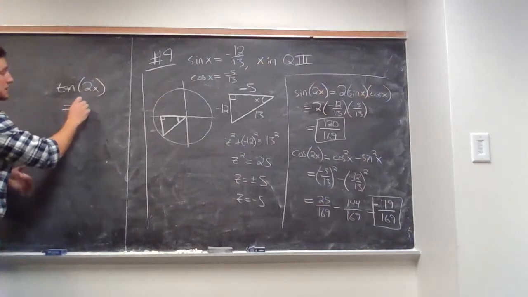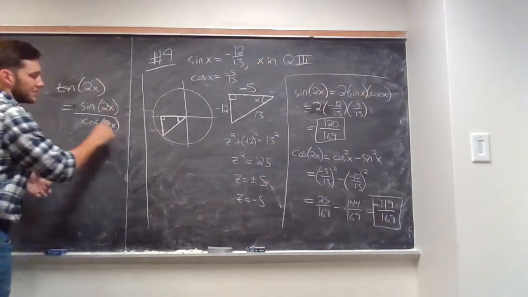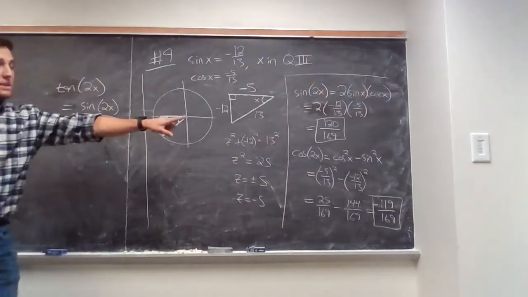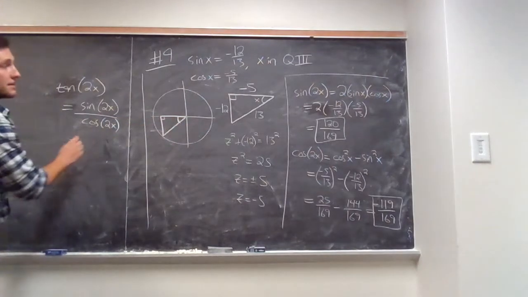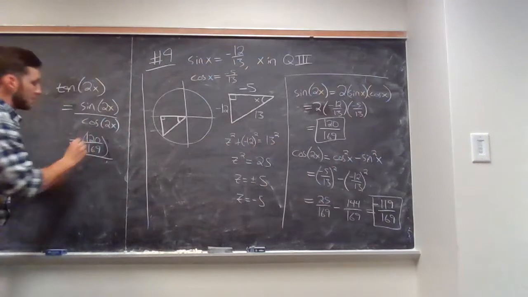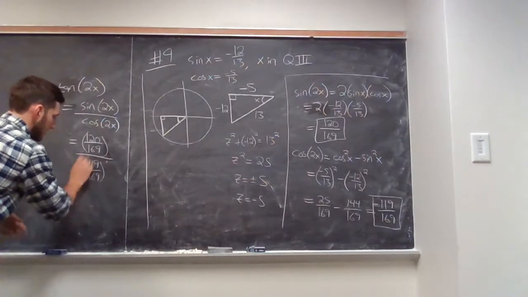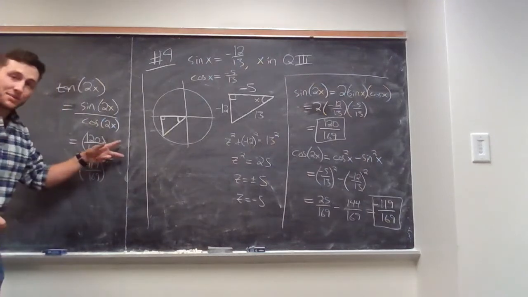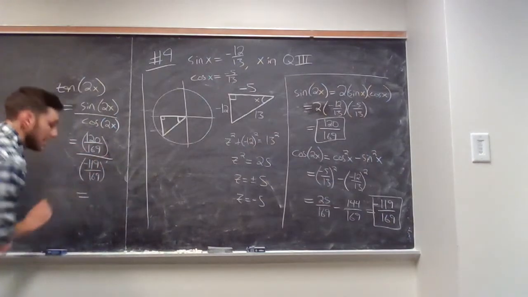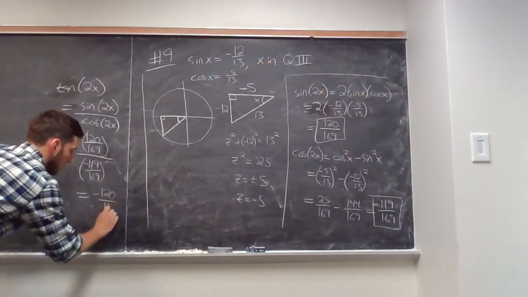Which we would remember to be sine of 2x over cosine of 2x. So anytime you have tangent, you can think sine over cosine, except for if you're graphing it. Well, hey, we just figured out what those were. Sine of 2x is 120 over 169, and we divide that by cosine of 2x, which is negative 119 over 169. When we multiply by the reciprocal, so take this guy, flip it, the 169's cancel, giving me that tangent of 2x better equal negative 120 divided by 119.